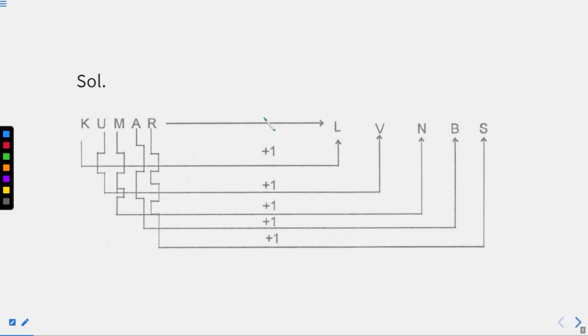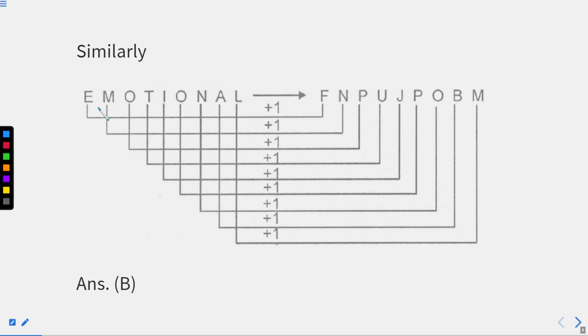Now the question is to find the response for emotional. We all know if we add 1 to E, we get F. If we add 1 to M, we get N, and so on. We'll get the complete code as F, N, P, U, J, P, O, B, M. This is going to be our answer, which is option B of the question. I hope the question is clear and the method is clear.